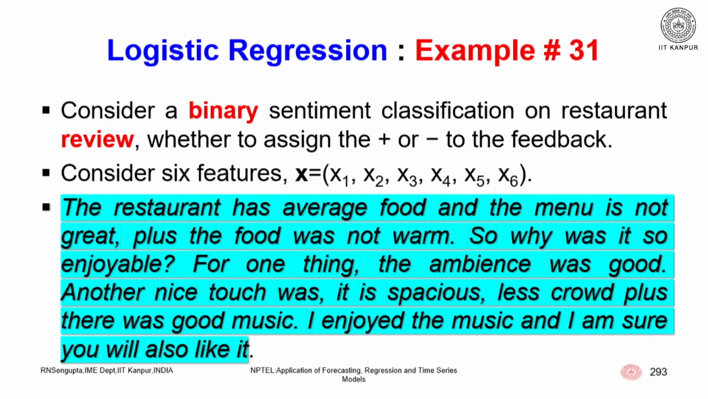What is the review given? The restaurant has average food and the menu is not great, plus the food was not warm. So, why was it so enjoyable? For one thing, the ambience was good. Another nice touch was that it is spacious, with less crowd, plus there was good music. I enjoyed the music and I am sure you will also like it. This is the review, and based on that I will take the important text keywords and assign the 6 features accordingly and then map it.